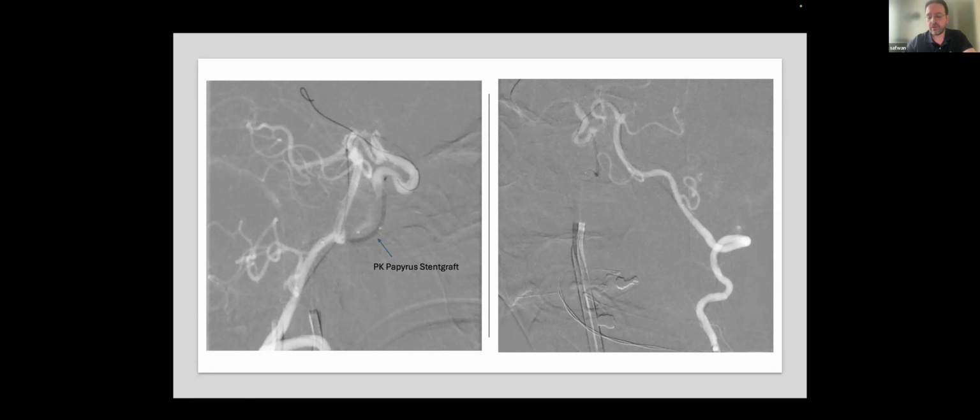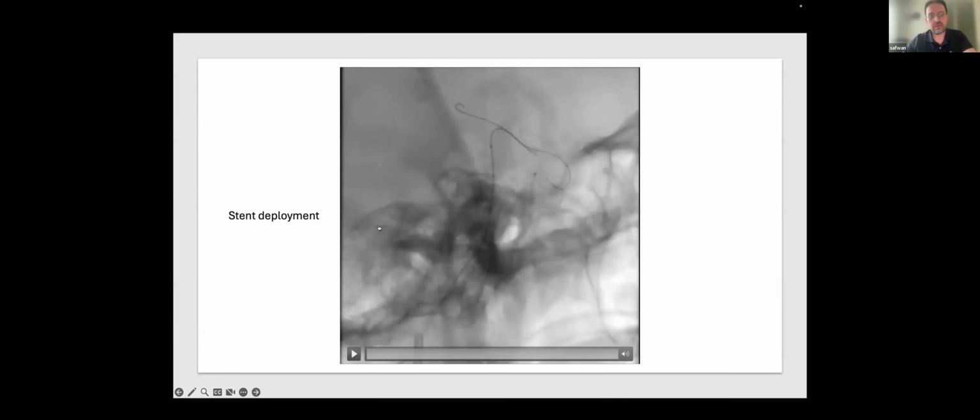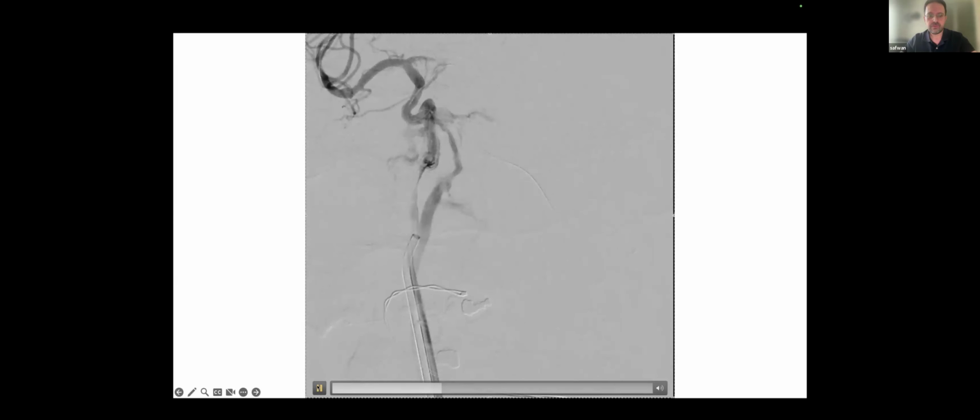It was here for 26. And here you can see the deployment of the stent in this video, which went without any problem at the beginning. Very good. And this was the result directly after the stent.